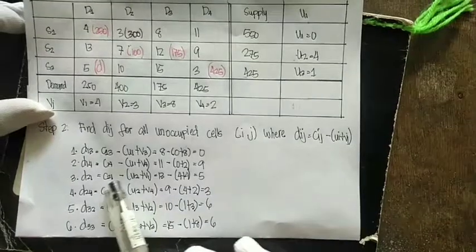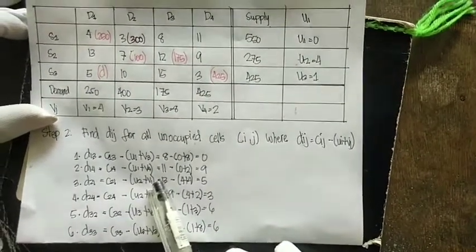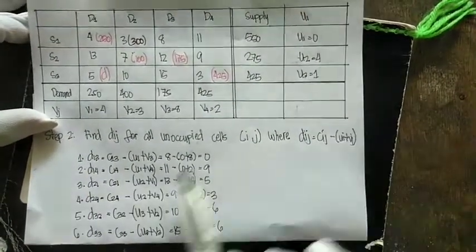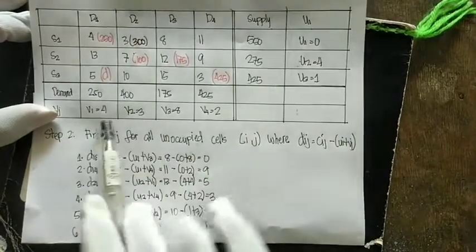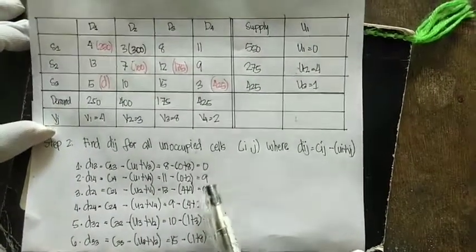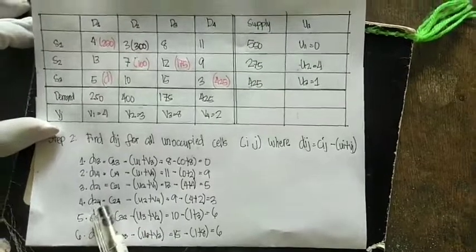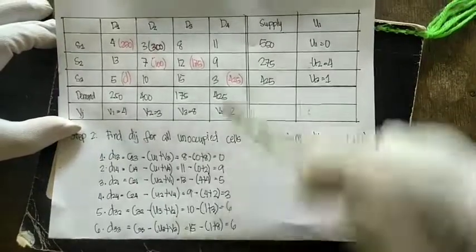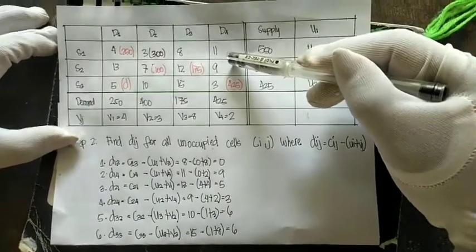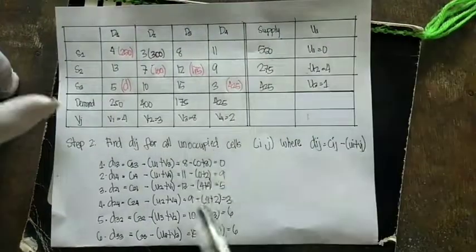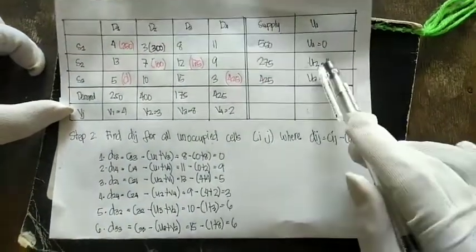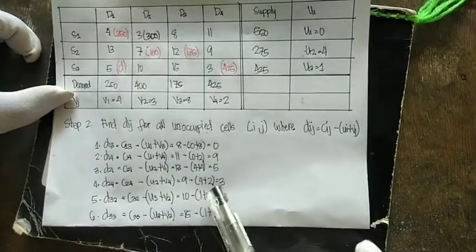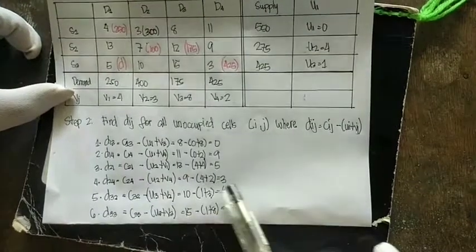D21 equals C21 minus U2 plus V1 equals 13. This 13 minus our value for U2 equals 4, our V1 equals 4 also. So we have the value equals 5. For number 4, D24 equals C24 minus U2 plus V4 equals 9. This is the value for the Cij for the C24, so 9 minus the value for U2, 4, plus the value for our V4, equals 2. So 9 minus 4 plus 2 equals 3.